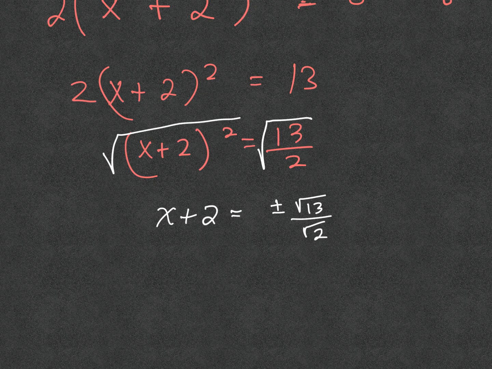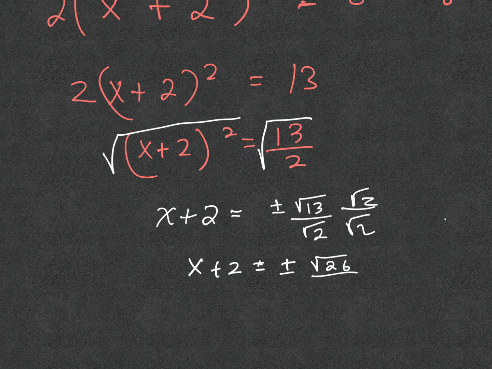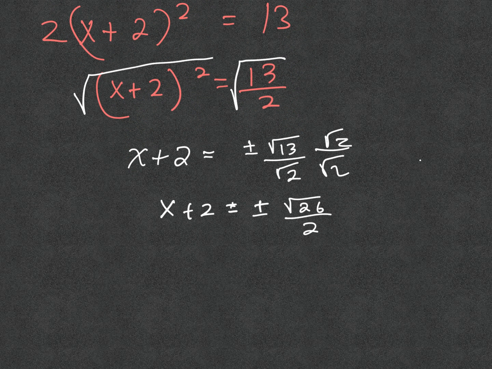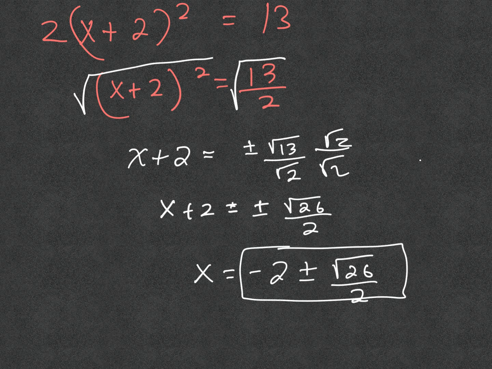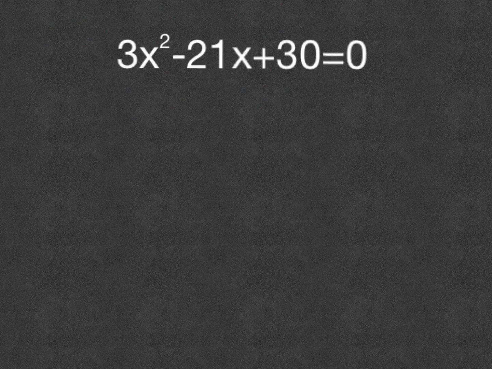Ooh, that's a bit weird, a bit tricky, right? So what we want to do here is rationalize the denominator, multiply both top and bottom by root 2, and so we get x plus 2 is equal to plus or minus root 26 divided by 2. Now we're going to get x is equal to negative 2 plus or minus root 26 divided by 2. Two answers, okay?